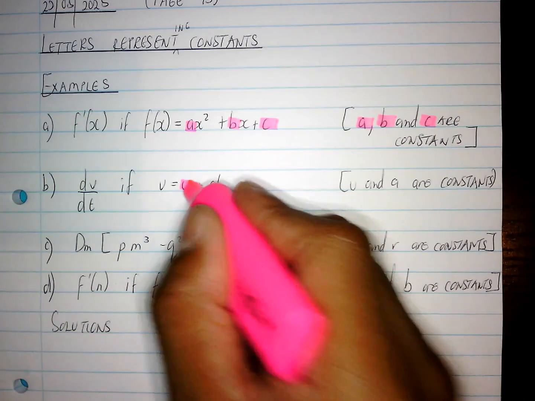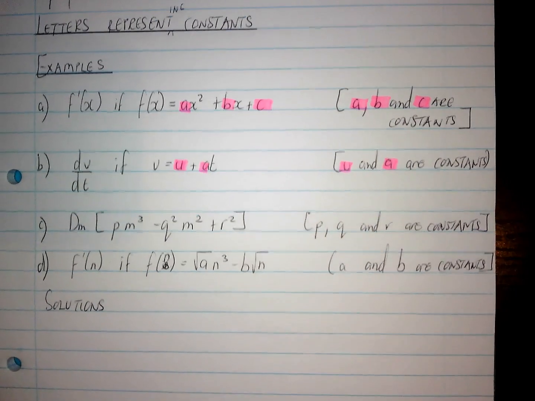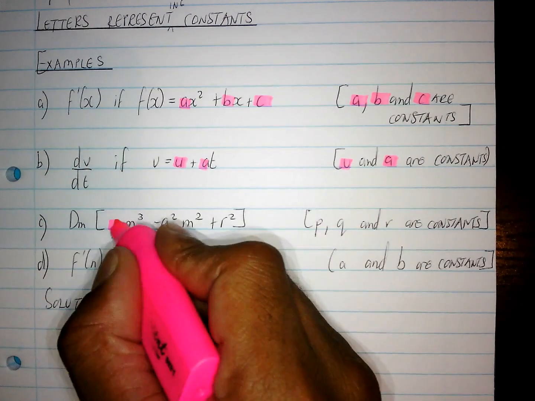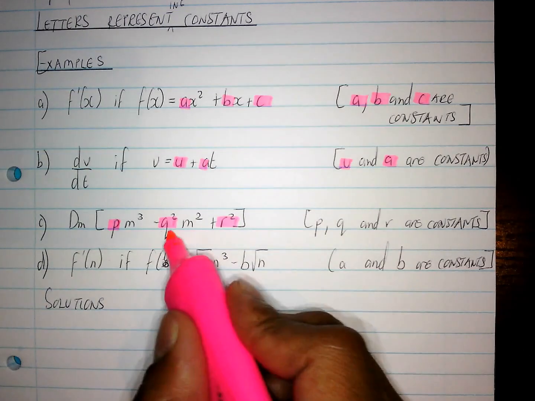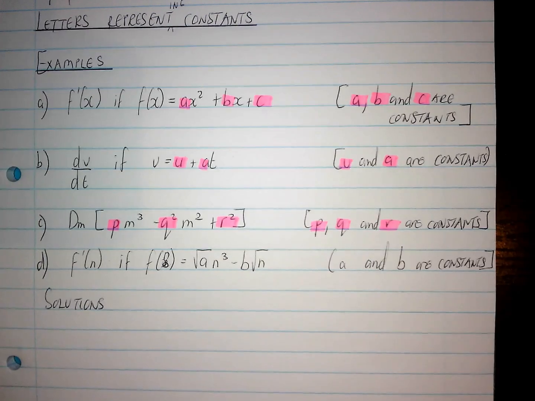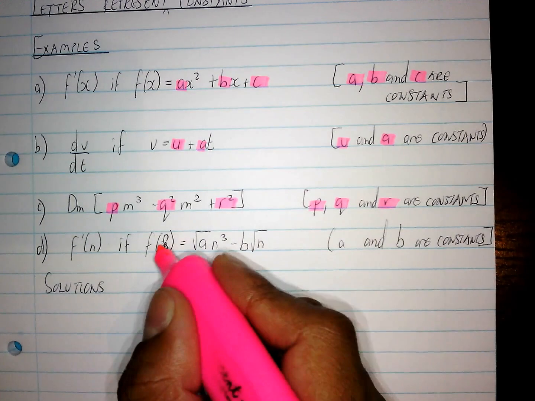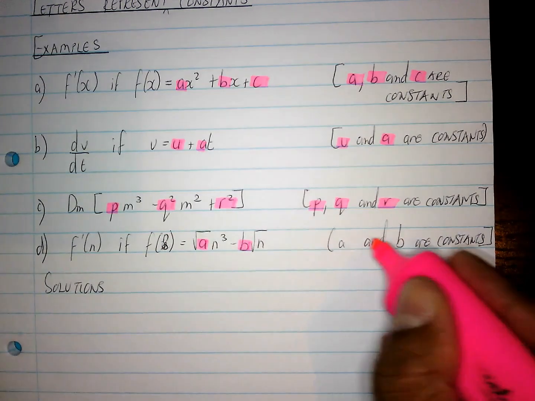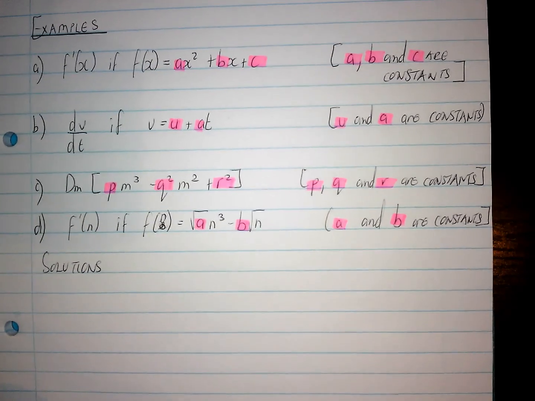Then here we have the derivative of V with respect to T. We know that U and A are considered as constants. Then here we have the derivative of an expression with P, Q squared, and R squared, meaning that P, Q, and R are considered as constants. Then we have the derivative of F of N, so this is N, and A and B are going to be considered as constants.